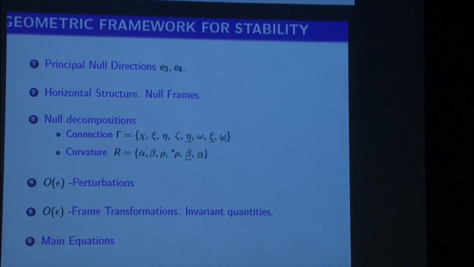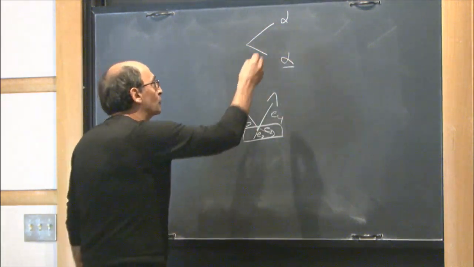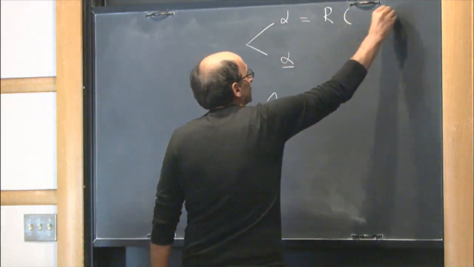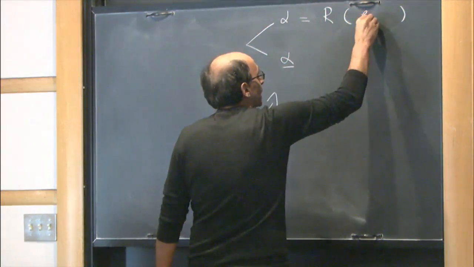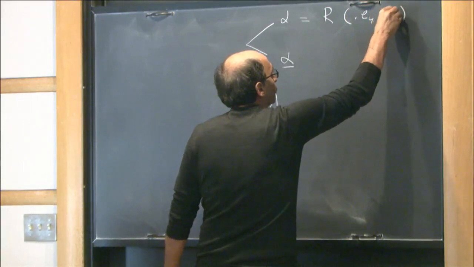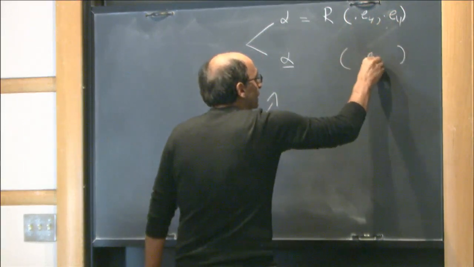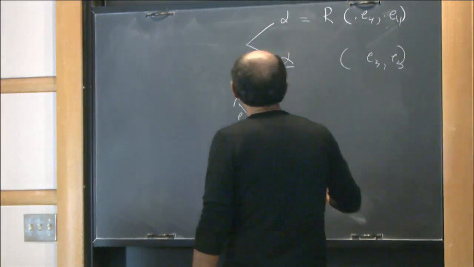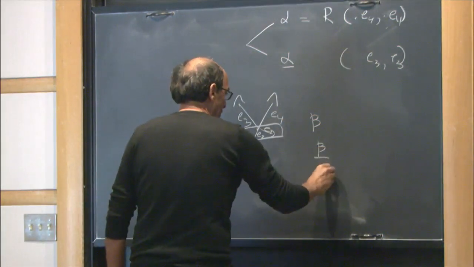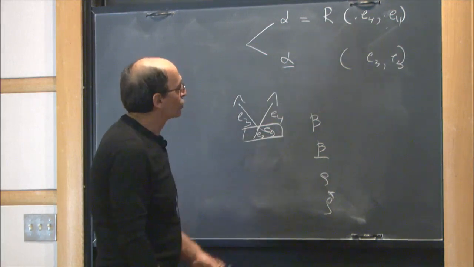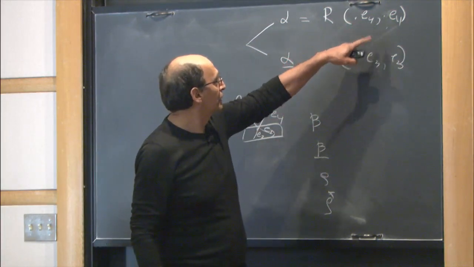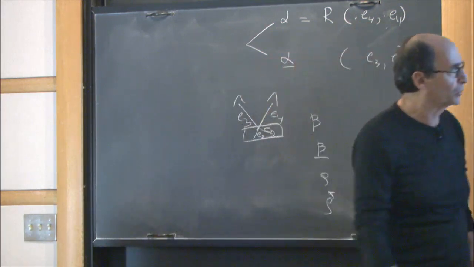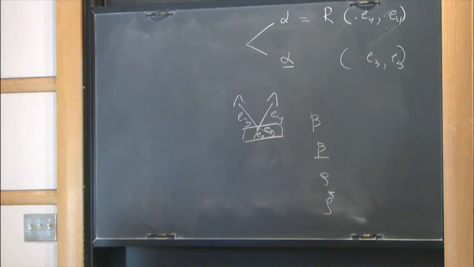The curvature, if you decompose it relative to the frame, you get components alpha and alpha bar, which are the extreme components, and these are defined by taking R and multiplying it twice by E4, or twice by E3, and everything else will be tangential components. Then you have the other components, which are beta, beta bar, rho, and rho star. Beta will have only one E3 component and two E4 components, and so on and so forth. It's not too important to know exactly what they are. The important thing is that all components of the curvature can be described by these null decompositions of the curvature tensor.